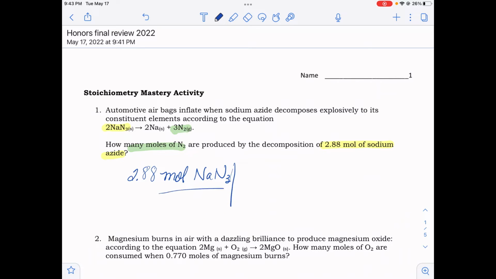The ratio of sodium azide to nitrogen, 2 moles of sodium azide to 3 moles of nitrogen. All right, that is how you get the first one set up.